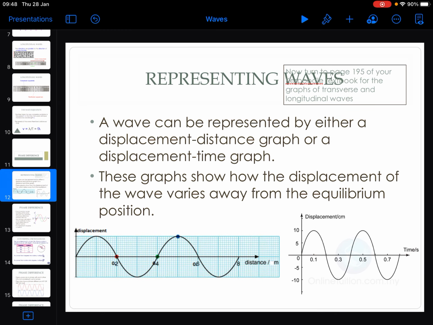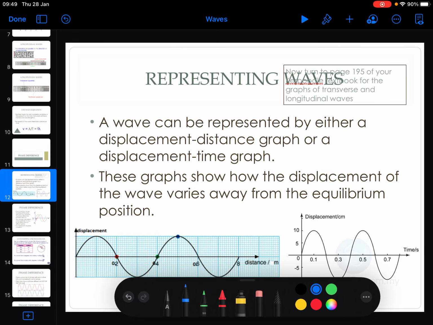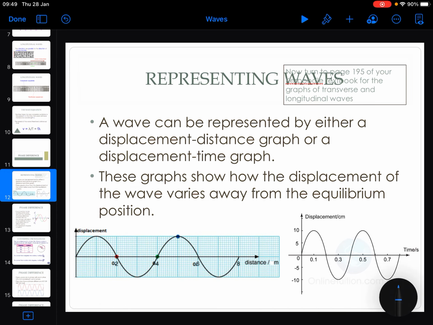There you go. These graphs show how the displacement of the wave varies away from the equilibrium position. So I've got two graphs here. On the left-hand side, a displacement distance graph. Now, this is like you are physically looking at a whole wave, and you can measure wavelength. In fact, let me just write on this. There you go. You can measure wavelength and amplitude. They are the two things that you can measure from this.